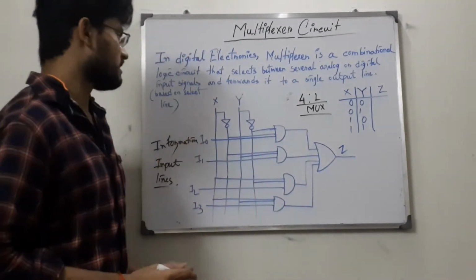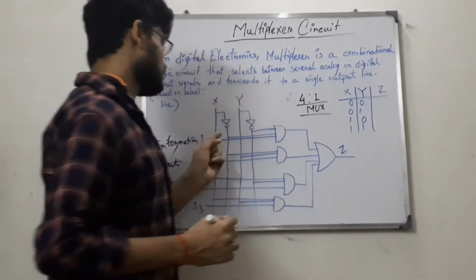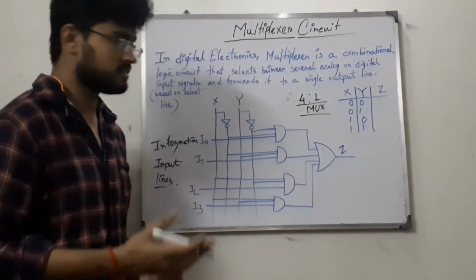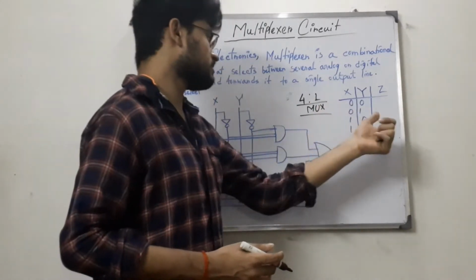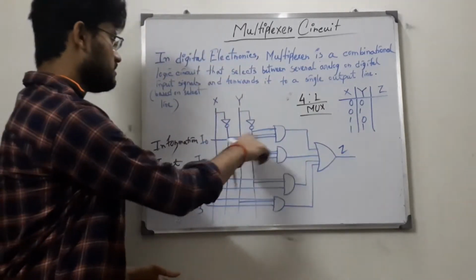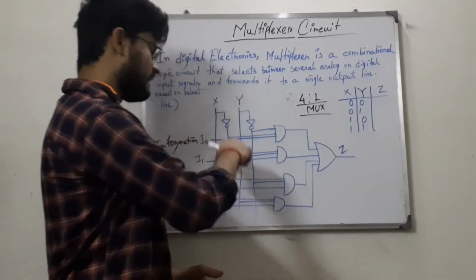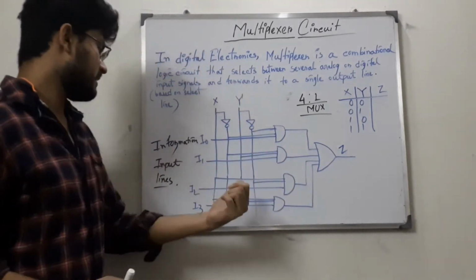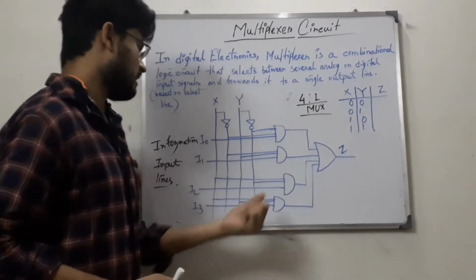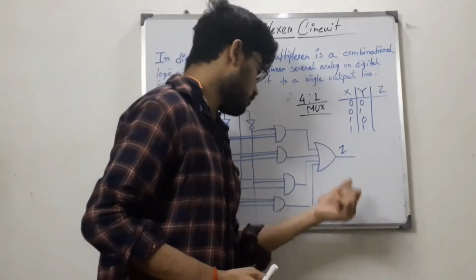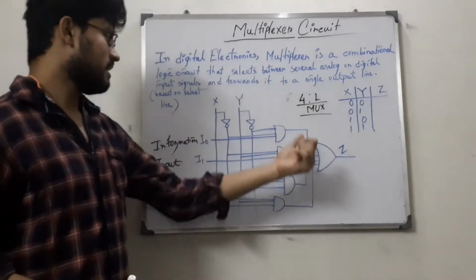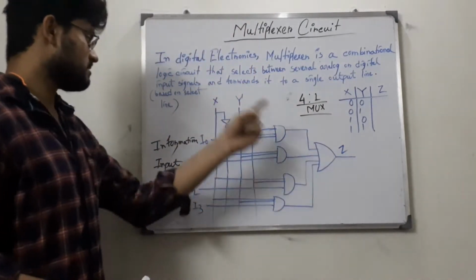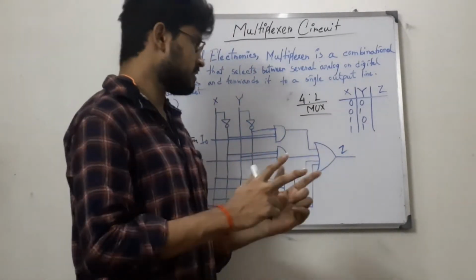These are the 2 select lines, x and y. As it is 4 cross 1, it has 4 combinations: 0 0, 0 1, 1 0, 1 1. This one is 0 0, with input line I0, and similarly 0 1 with I1, then I2 and I3. The 4 input lines are ANDed together with the select combinations, and then all the AND outputs go into an OR gate, and we get the final output. This is basically the circuit diagram of a multiplexer circuit.